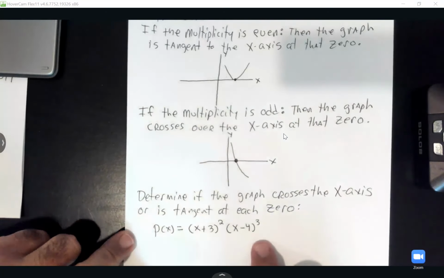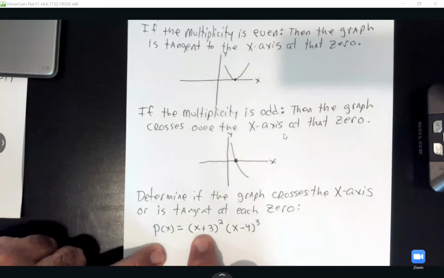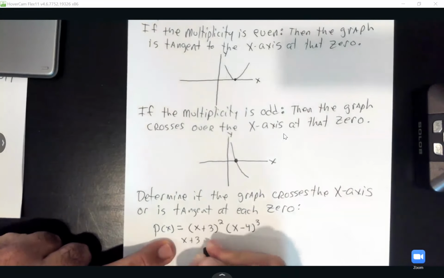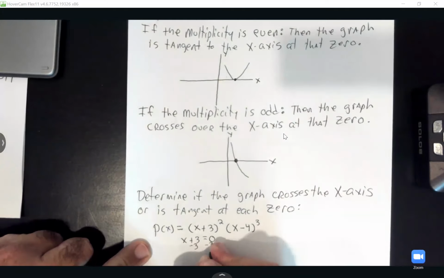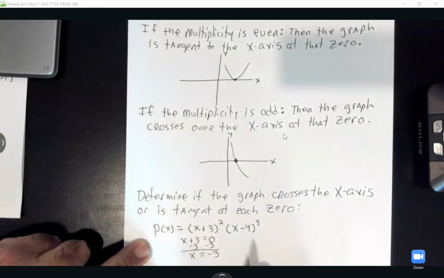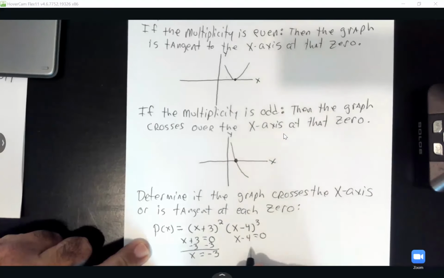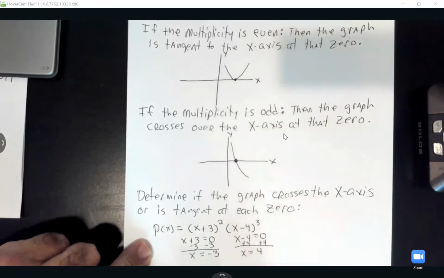So here's my polynomial. The first 0: if I set x plus 3 equal to 0 and solve that, we subtract 3 from each side and we get x equals -3. The second 0, I would set x minus 4 equal to 0, add 4 to both sides, and I get x equals 4.